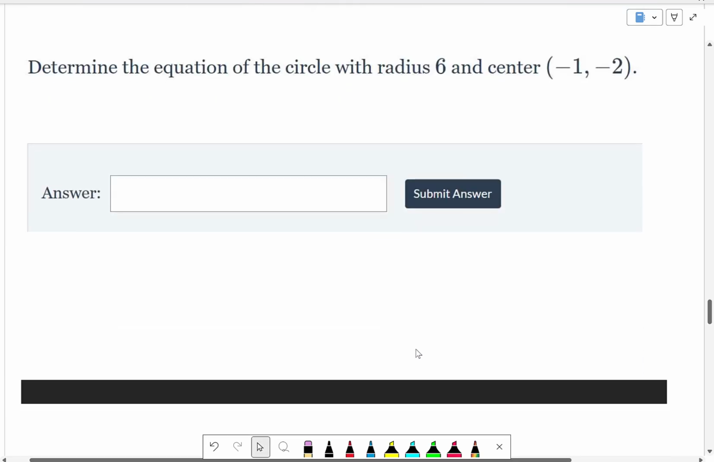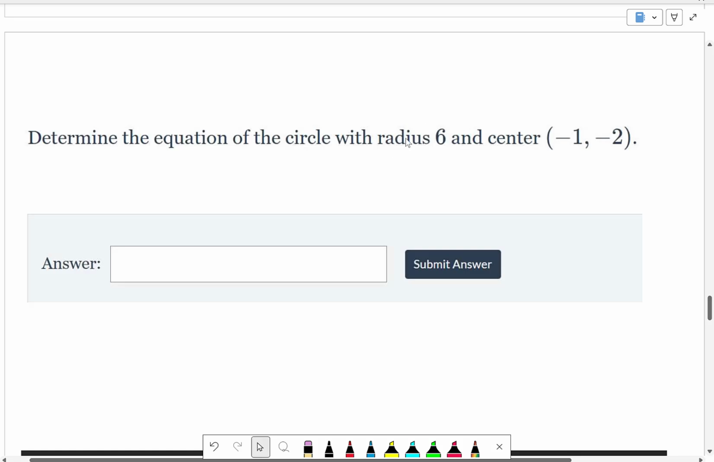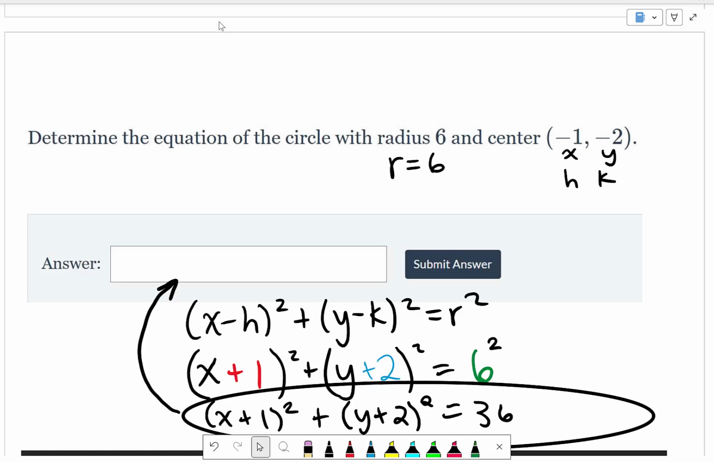All right, here's another type of problem, actually easier because the radius is 6. And now it's your turn to solve this problem. So take 2 minutes to solve this problem, and then you can check your answer. All right, the final answer is (x + 1)² + (y + 2)² = 36.